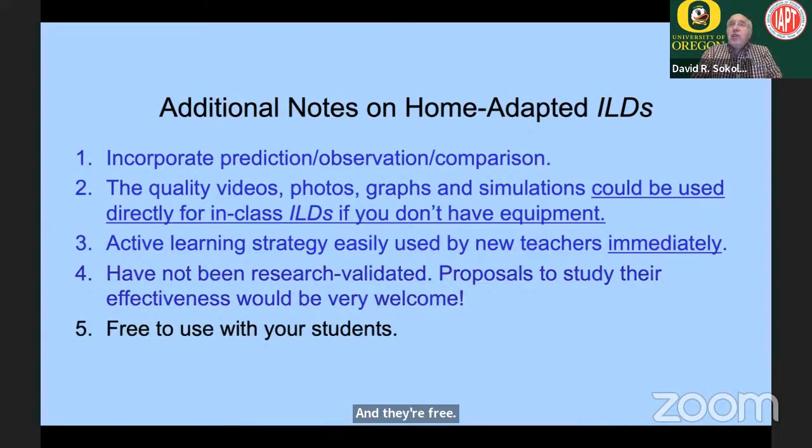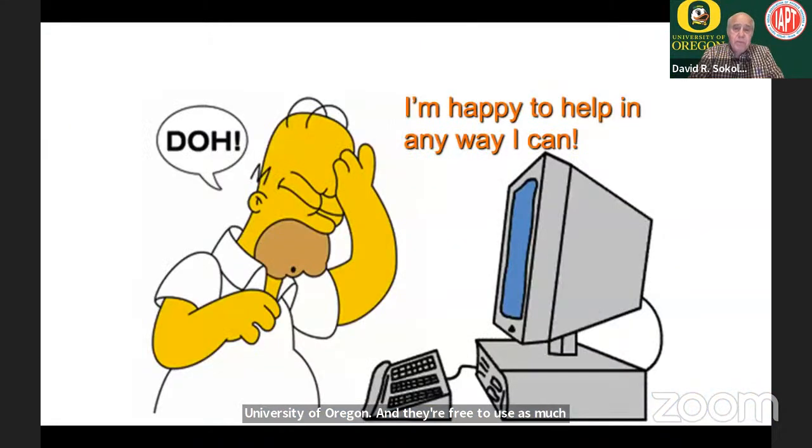I hope that the majority of you, in fact, I hope that all of you have no trouble accessing them. If you have problems accessing them, please let me know and I'll see if I can fix it. They're on the server at the University of Oregon, and they're free to use as much as you want for as many students as you want. And I'm happy to help in any way if you're interested in using either in-class ILDs or home adapted ILDs.